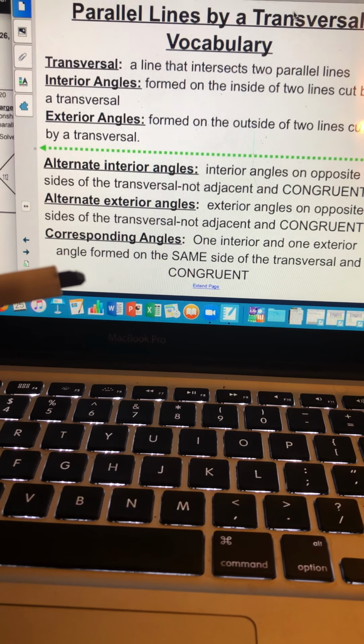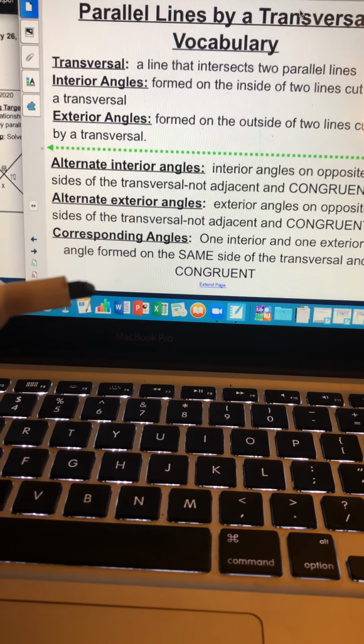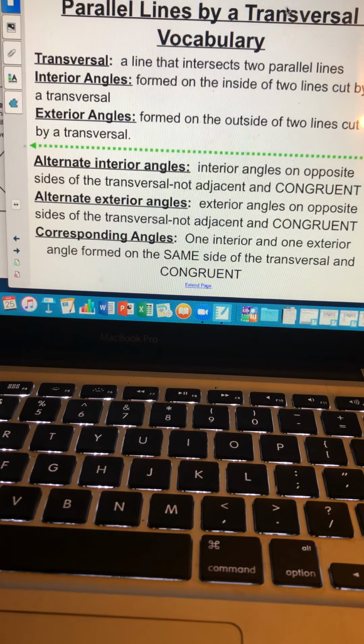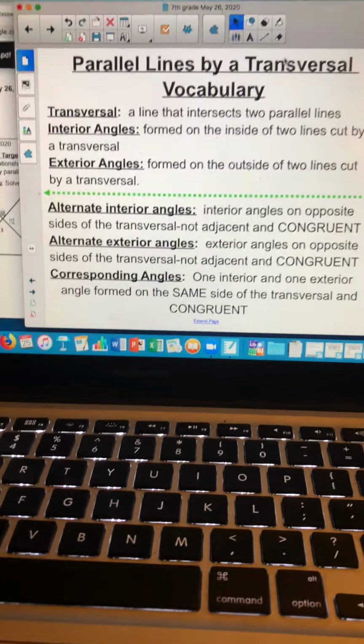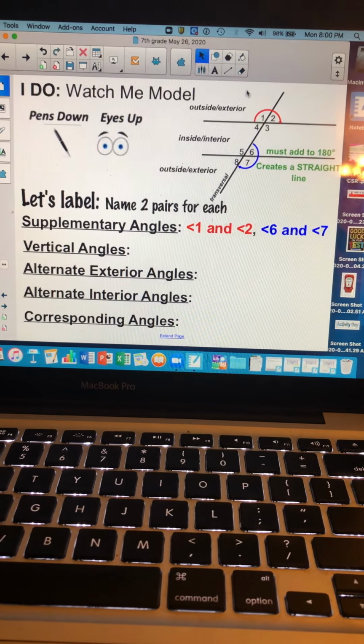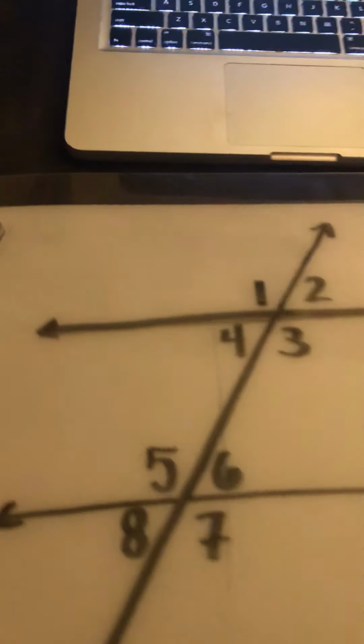Corresponding angles are going to be one angle inside, one angle outside. They're on the same side of the transversal, and they are also congruent, so they are also equal. This is a lot of vocabulary to take in. It's much easier to visualize it. So on the next slide, I gave you a diagram, and I take you through a few different examples.